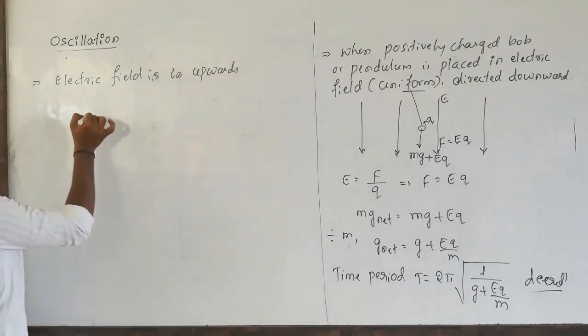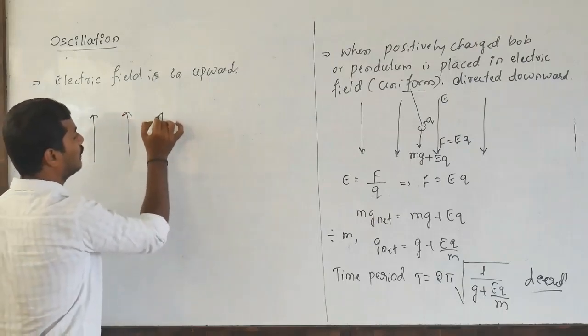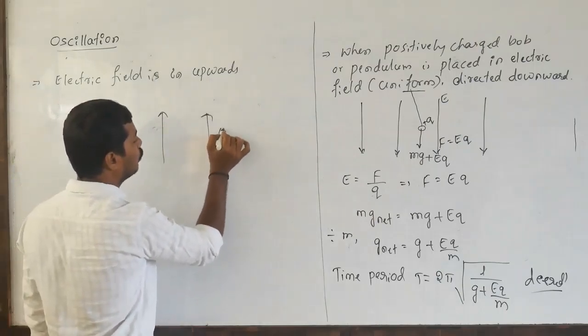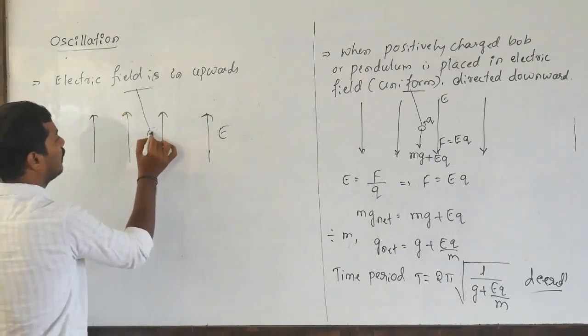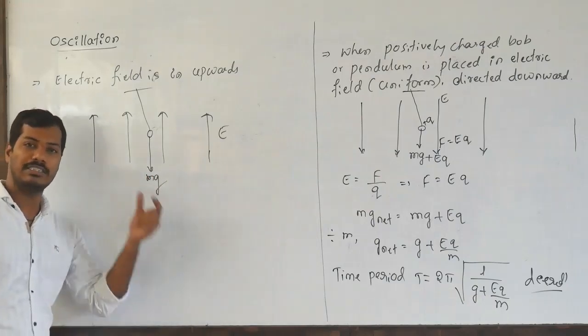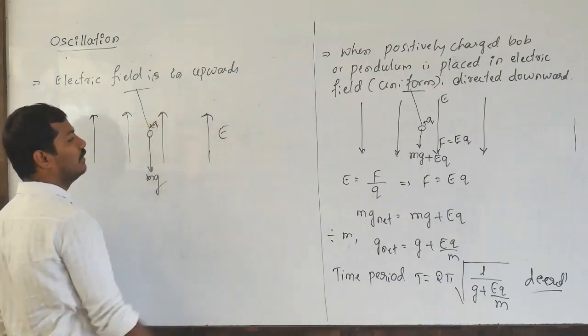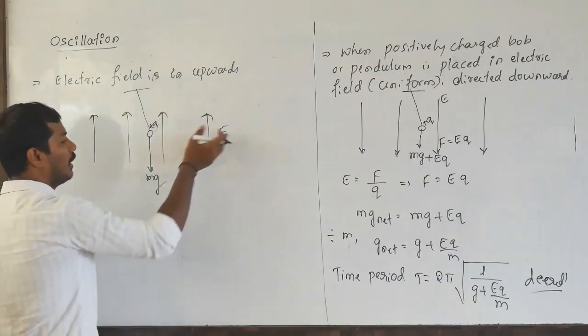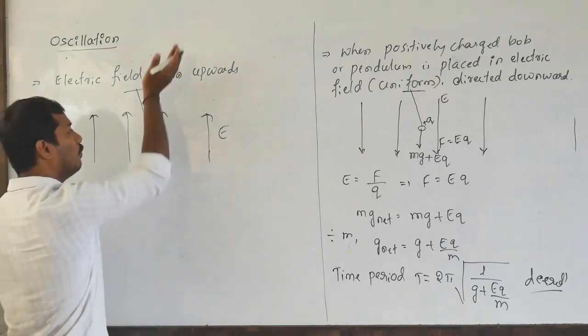If the electric field is upwards, it is opposite to gravity. The pendulum is there, and the acceleration due to gravity is always there. The force is mg, and it is opposite. Here it is positively charged. Then with this electric field, what about the force? The force is in the upper direction.